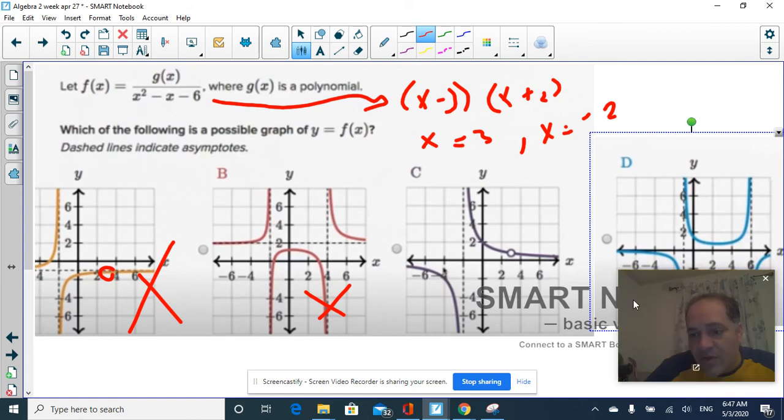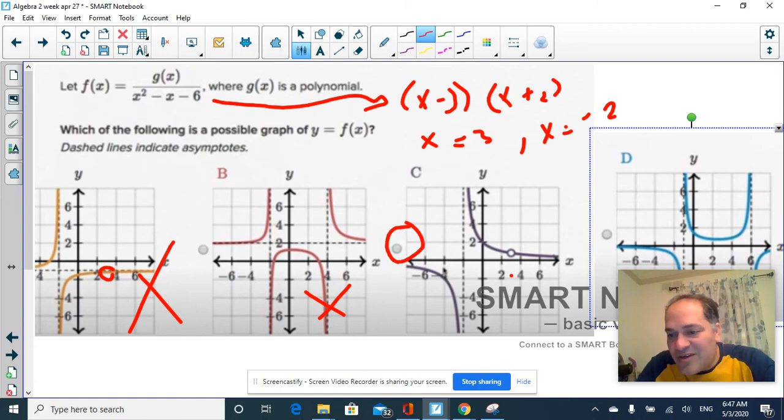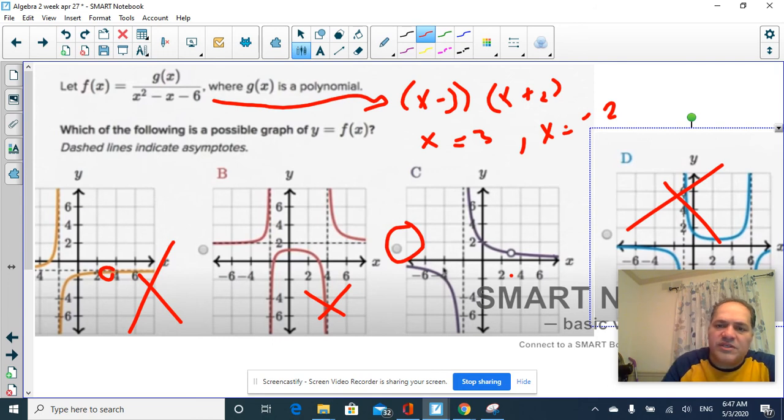Let's go over the other two options. Here we have a vertical asymptote at negative 2, and we have a removable point at x equals 3. So this one is correct. The other one has vertical asymptotes at negative 1 and 6, and this is not correct. We know it should be x equals 3 or x equals negative 2. This is the other way to check which graph fits our function.